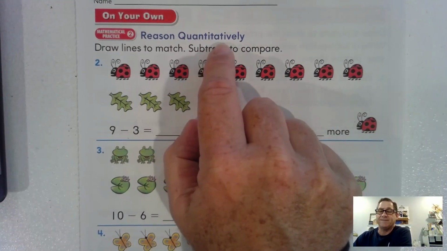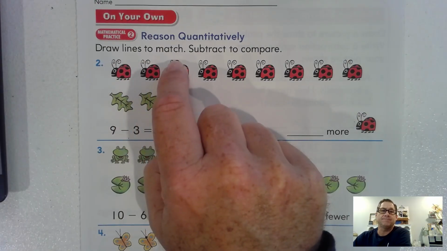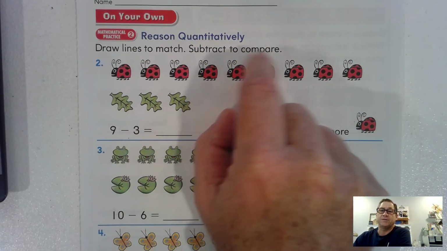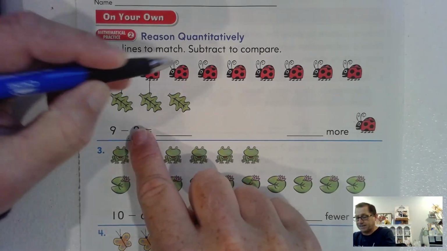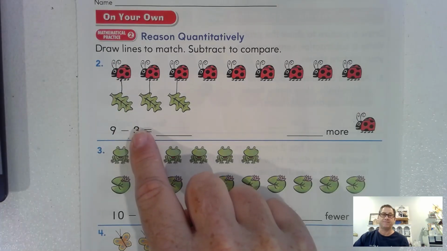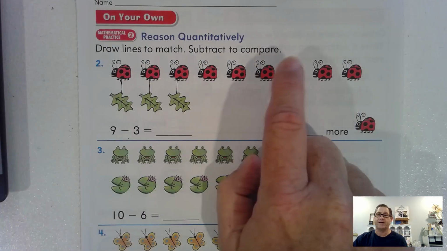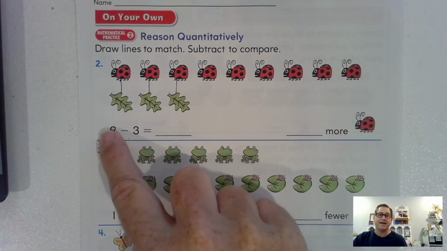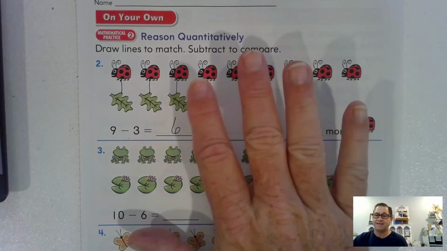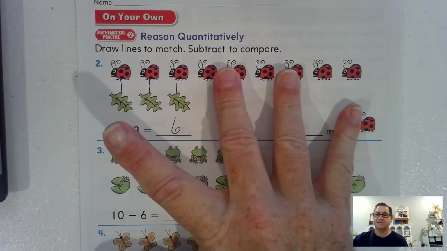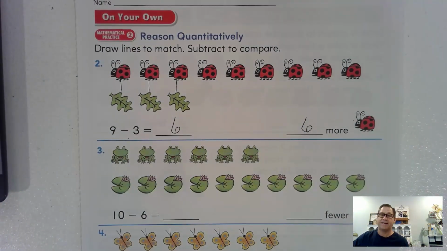Reason quantitatively. Well, draw lines to match, subtract to compare. Well, this ladybug has a leaf, this ladybug has a leaf, this ladybug has a leaf. How many ladybugs don't have a leaf? 1, 2, 3, 4, 5, 6. And 9 take away 3 is 6. Okay, 9, 8, 7, 6. Okay, so there are 6 more ladybugs.